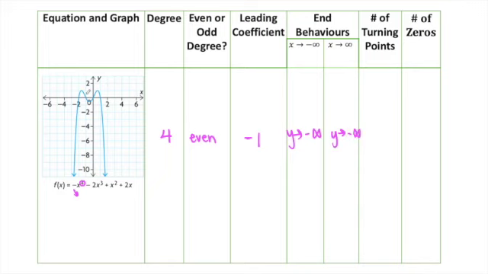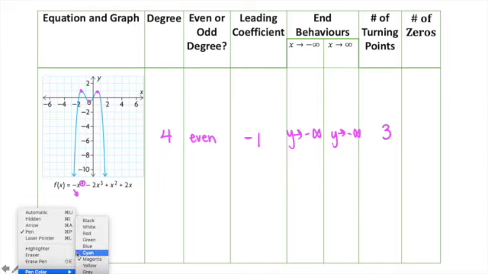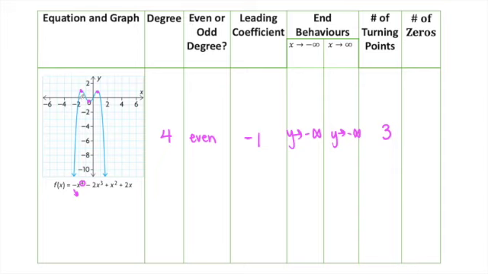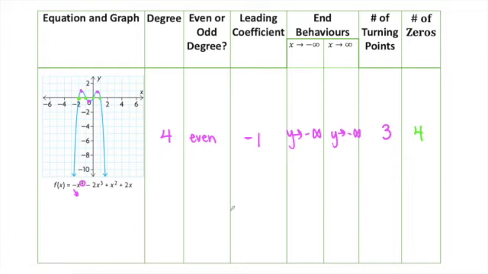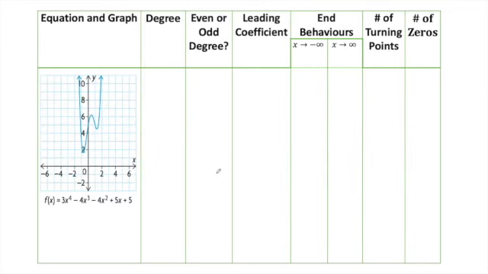Number of turning points, 1, 2, 3. And your number of zeros, so that's where your graph is crossing your x-axis, is 1, 2, 3, 4. Okay, so again, it's going to get kind of repetitive and redundant, but you just have to understand how to fill this kind of thing out.